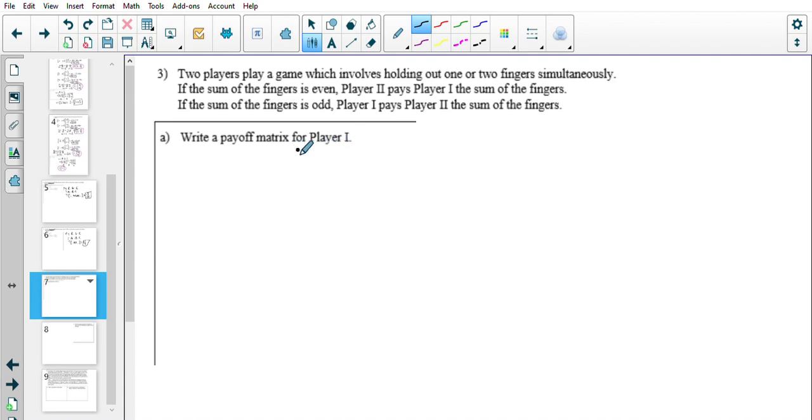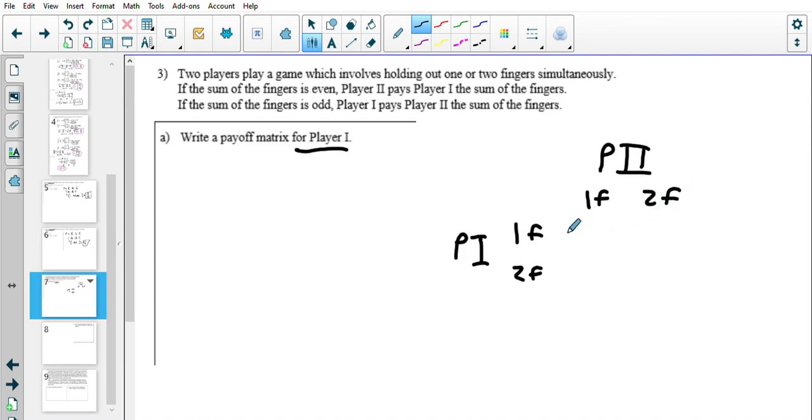Okay, so for player 1 tells us that player 1 is going to be the row player, because these things are always relative to the row player. So if we want to know about player 1, we'll make player 1 the row player. So that means player 2 is the column player. They both have 2 choices, 1 finger or 2 fingers. And those choices combine to have values that we will put in this matrix.